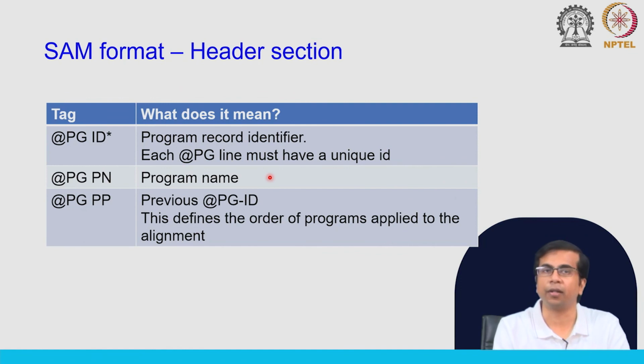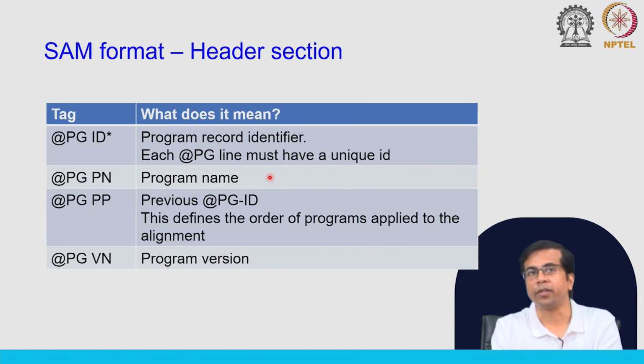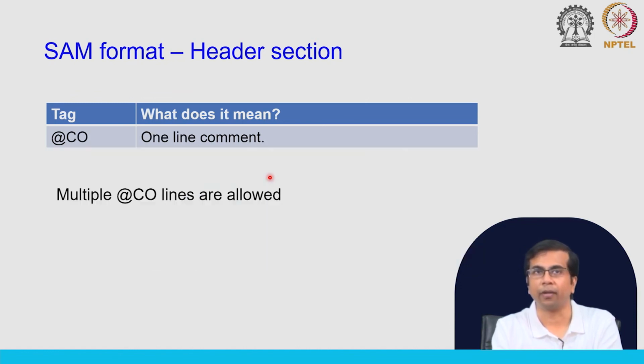And then you can also have something called @PG PP. This defines the previous program that was used, so you can have a chain of programs that have been used on this data before you got this SAM file. That is useful information when you are processing the data. You also get the program version, called @PG VN. And then finally, you can get some comment lines, given by @CO. These are one-line comments, and you can have multiple comment lines describing maybe experimental details or data processing details, etc.